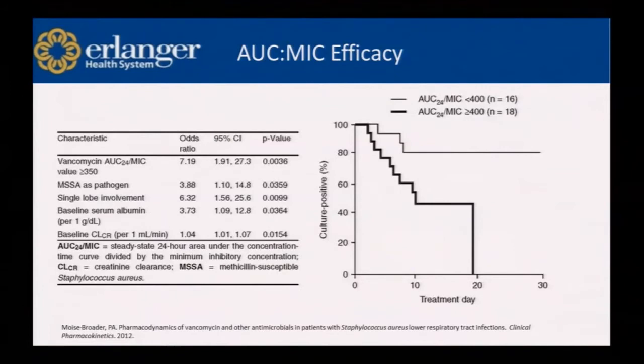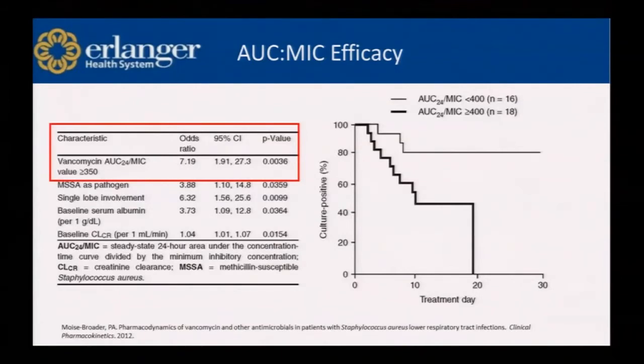So to discuss the efficacy of AUC-MIC dosing, Moyes, Broader, and colleagues investigated if AUC-MIC values were correlated with increased treatment efficacy. 108 patients with Staph aureus lower respiratory tract infections were treated with vancomycin for at least 3 days of therapy and then analyzed in this retrospective study. Investigators found that vancomycin AUC-MICs greater than 350 were associated with improved treatment success, with an odds ratio of 7.19 compared to AUC-MIC less than 350.